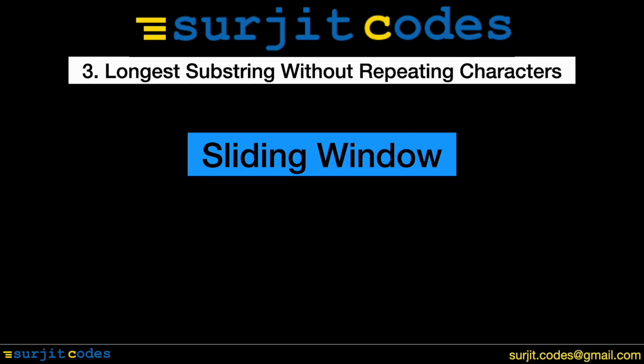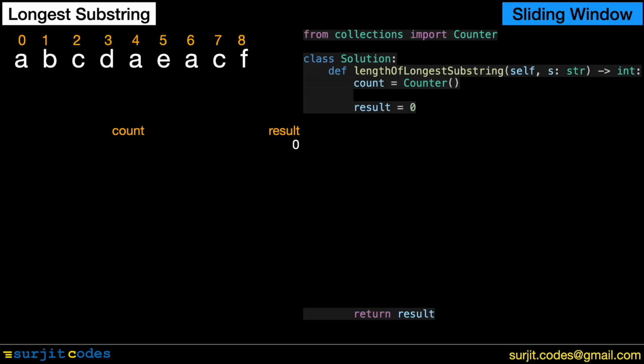Sliding window is an improvement over the brute force. We set up a window using 2 pointers. Consider the same string. We use a counter named count to store the number of times each character is present in the substring. In the beginning, the counter is empty and the result is 0.